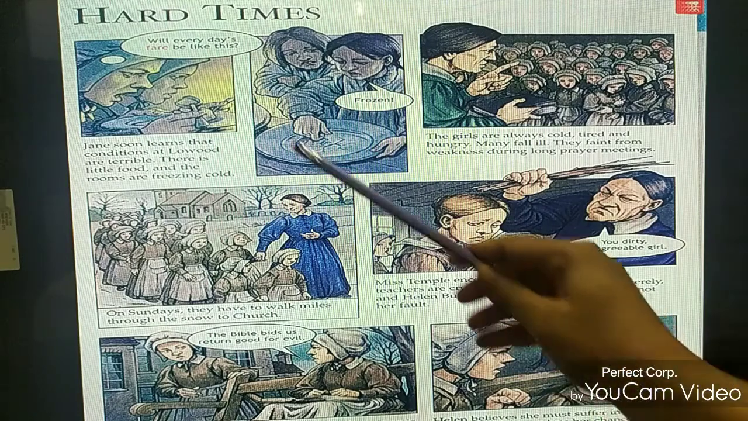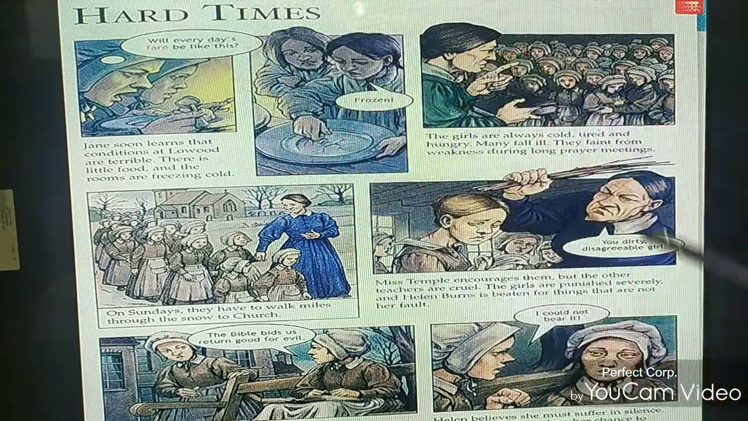And one thing more, here you can see a new word introduced, "fare." We have to pronounce it "fair." That means food, and in the pronunciation of this word the r should be silent. So it would be "fare," F-A-R-E, fare.